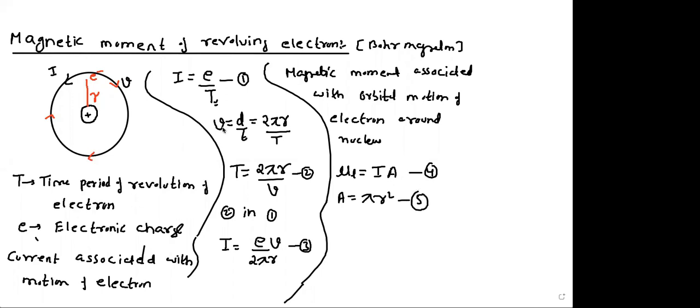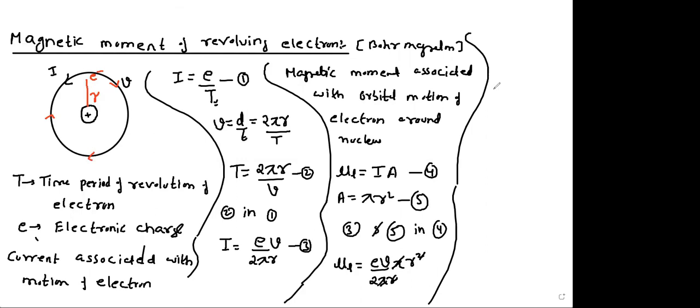That's equation 5. I can substitute the value of I from equation 3 and the value of A from equation 5 into equation 4. When I substitute 3 and 5 in 4, I get that the magnetic moment is ev by 2 pi r into pi r square. Pi gets cancelled out, and r cancels with the square. The orbital magnetic moment mu L is evr by 2. Next, we will calculate the angular momentum of the electron.